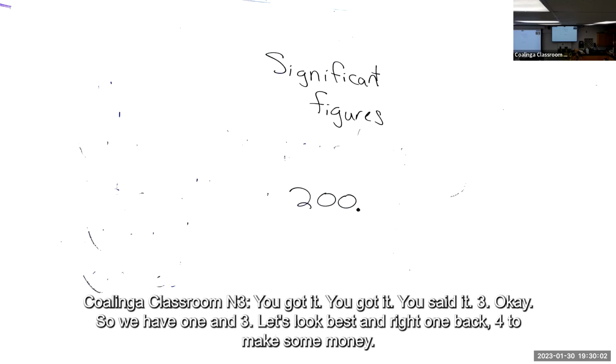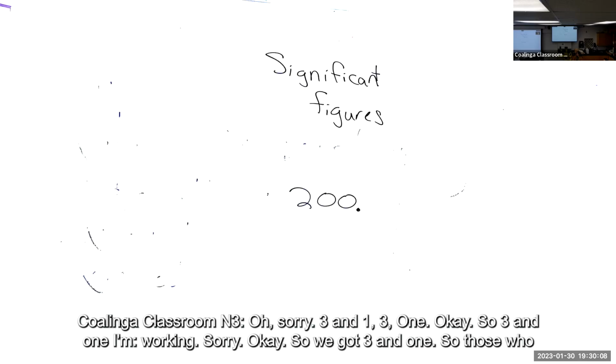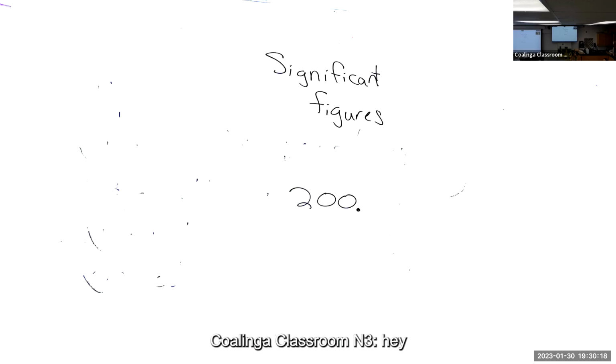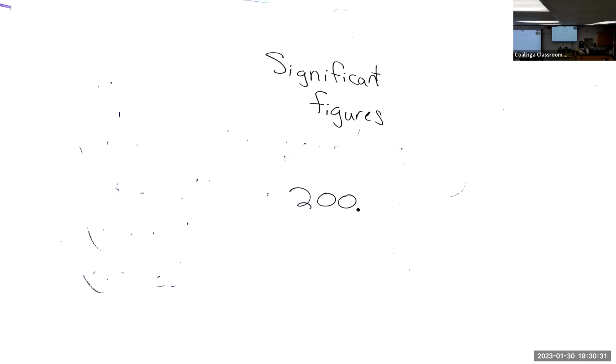Let's put bets. Everybody want to bet? We're gonna make some money. Oh, sorry, 3 and 1. So who's gonna put money in the pocket? I got a quarter. A quarter's better than nothing, right? This is my money pot. I typically have a dollar. You're broke? He's making a bet. He only got his own quarter.